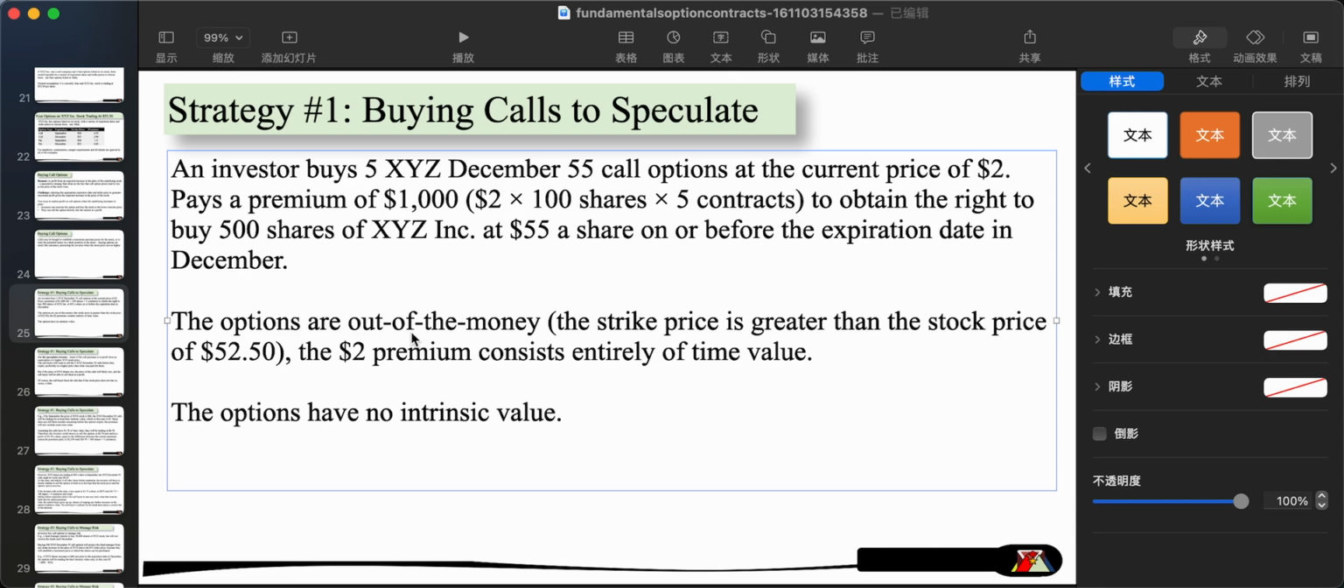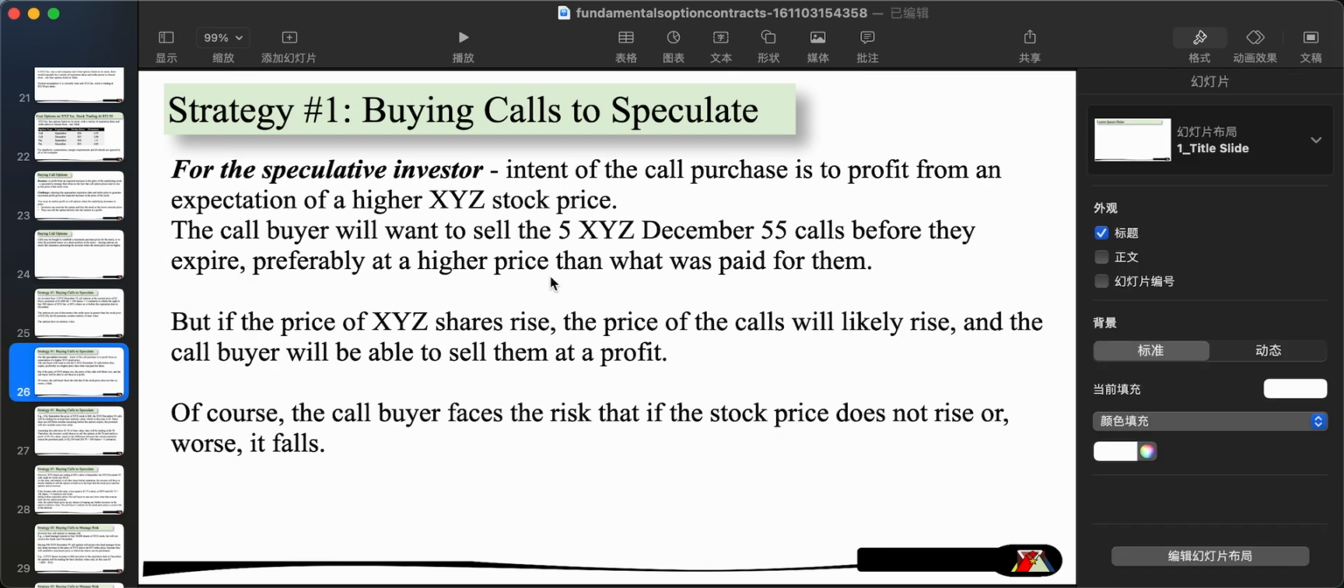Your contract would be exposed and then quickly go worthless. That's the case. So for the speculative investor, the intent of the call purchase is to profit from an expectation of a high XYZ stock price. In a sense, you're trying to long the stock price.